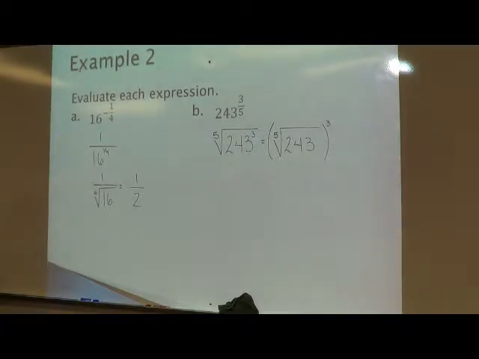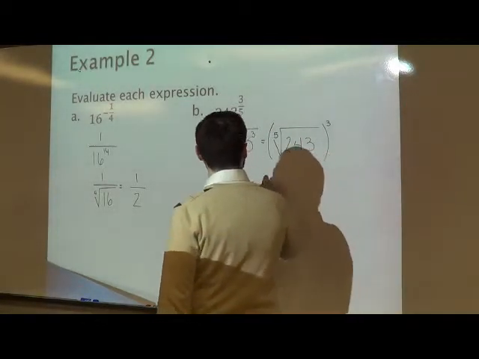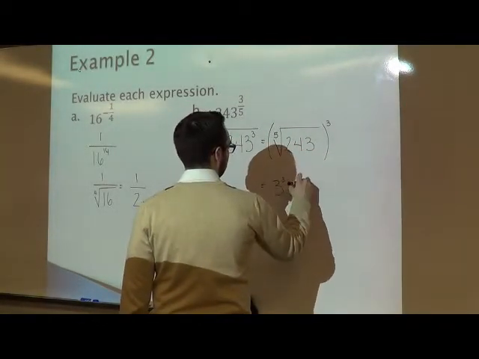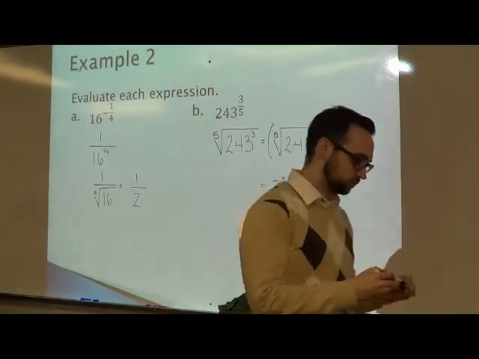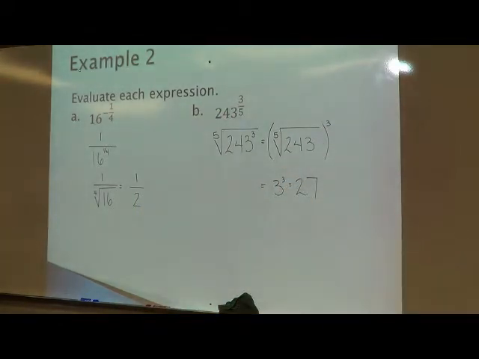So when we look at that and figure that out, it turns out to be 3. So when we have 3 cubed, that's going to be just 27. Now, if you would have done 243 cubed and then taken the 5th root of that, you would still end up with 27. So it's really up to you whichever way you'd like to do it, but sometimes taking the root first is easier, and then you can just cube whatever you get left.